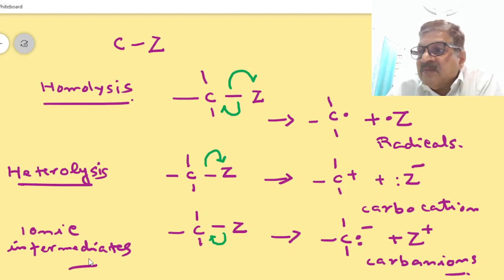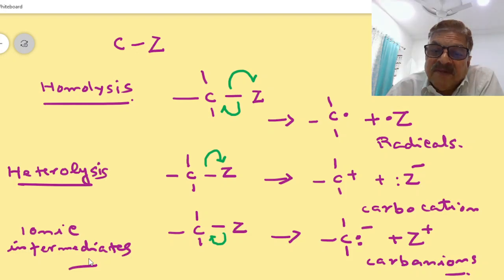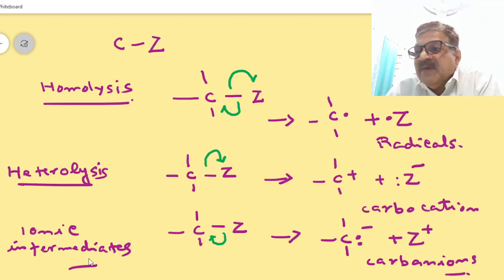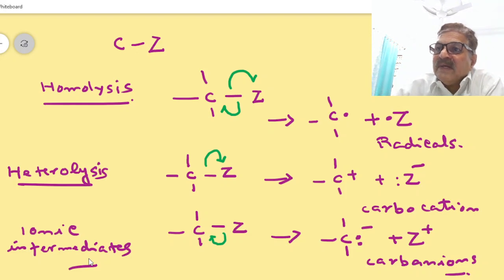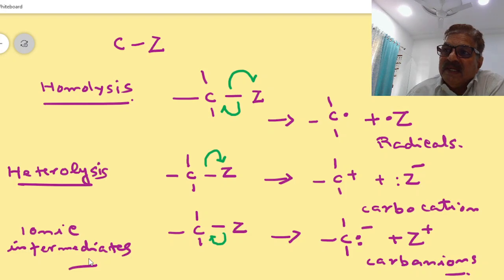So we'll be getting a carbocation. A carbocation means a positively charged carbon atom here. Correct? And in the other way, we'll be getting a negatively charged carbon atom. That is a carbanion here. Therefore, these are the two different types of things, so I will just explain it in detail.